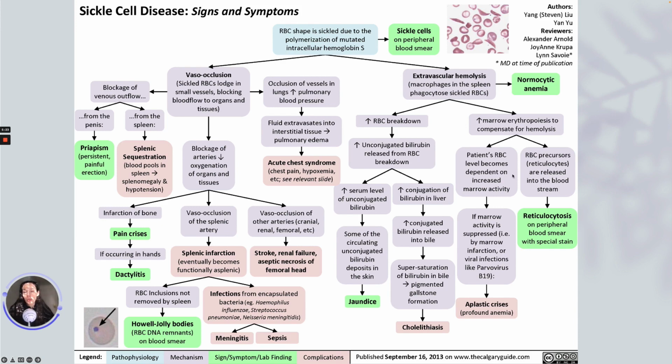We can also see an increase in marrow erythropoiesis to compensate for hemolysis. So the patient's red blood cell level becomes dependent on increased marrow activity, which, if it's suppressed by marrow infarction or viral infection, can lead to aplastic crisis, which is profound anemia. And red blood cell precursors are released into the bloodstream, which can cause reticulocytosis. Again, you'll see that on a peripheral blood smear with a special stain.